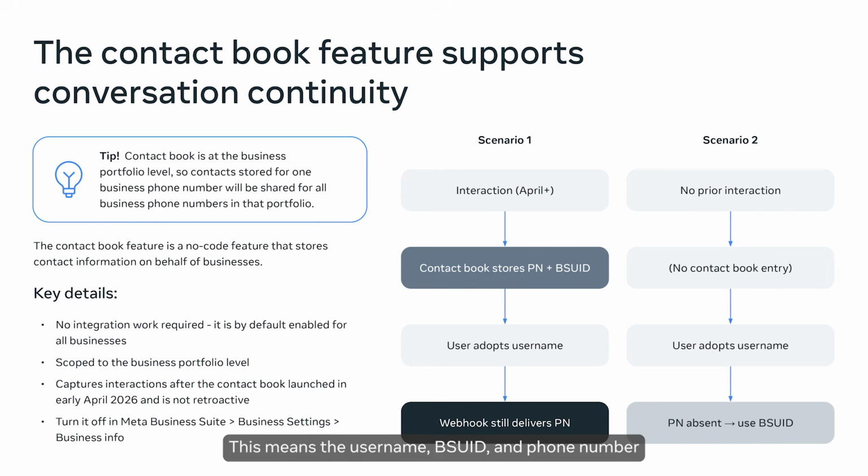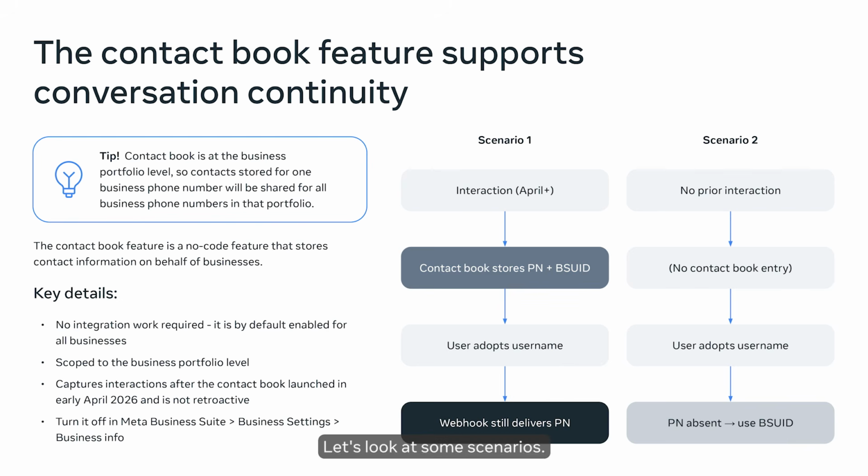This means the username, BSUID, and phone number will all be sent in webhooks for username adopters who are stored in the contact book. The contact book is automatically enabled for all partners and businesses, and no further action is required to enable this functionality. Businesses can disable this if they wish, anytime via Meta Business Suite.